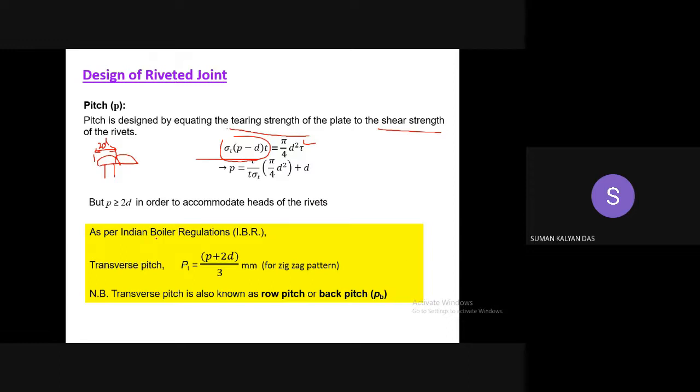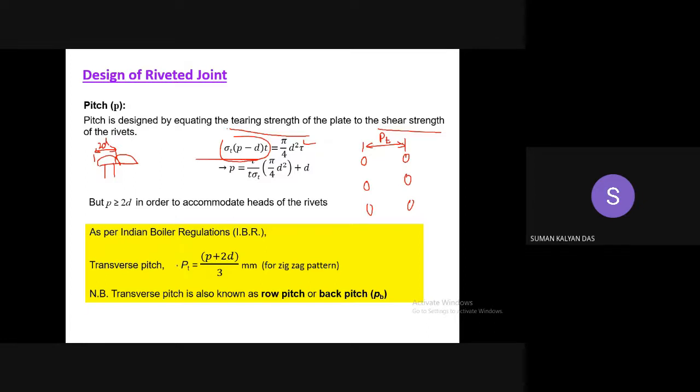Now, as per the Indian Boiler Regulation, as I talked about, we have a regulation published by the Indian Boiler Regulation, which is actually a body. They give this expression for the transverse pitch for zigzag pattern. So the expression for transverse pitch is this. Transverse pitch, if you remember, is the distance between the two rows of rivets. If there are two rows like this, this is your transverse pitch. This was your PT.